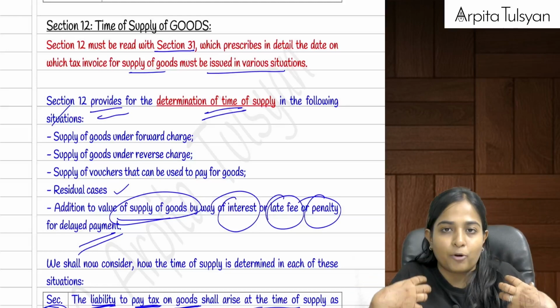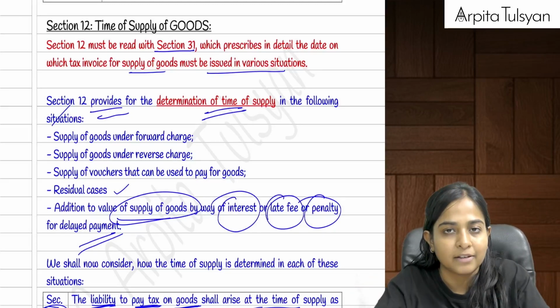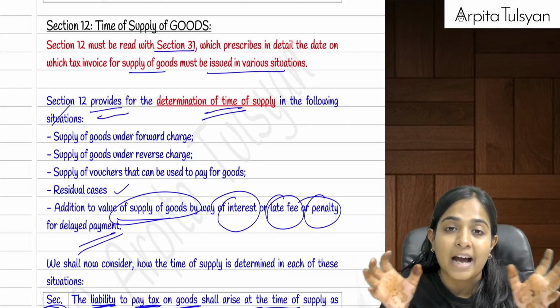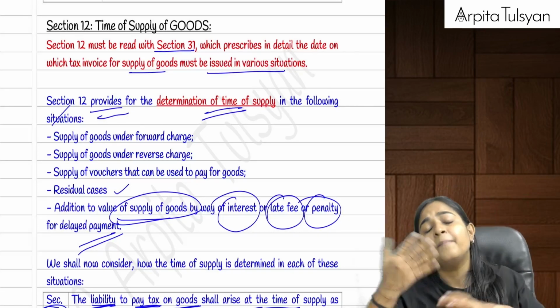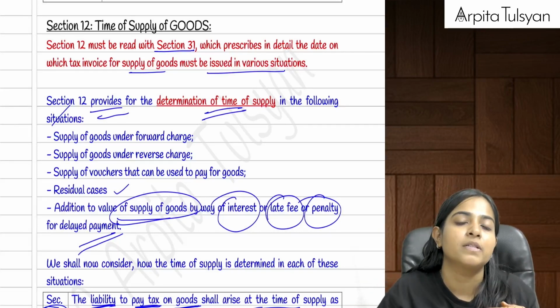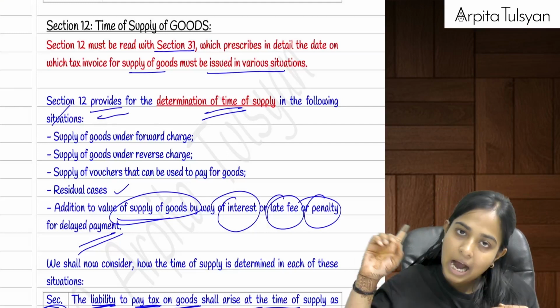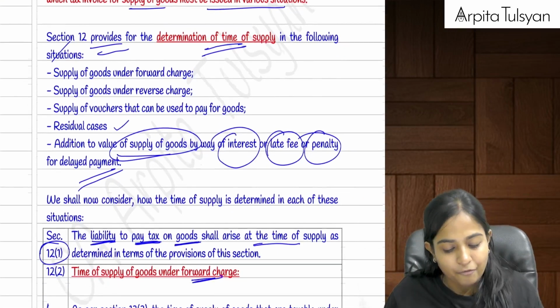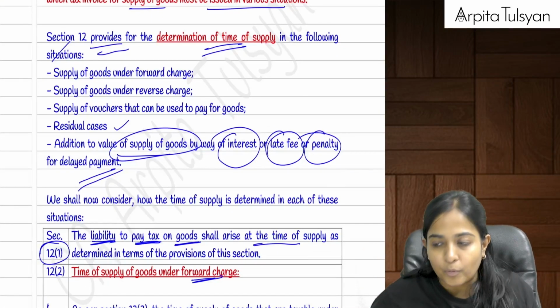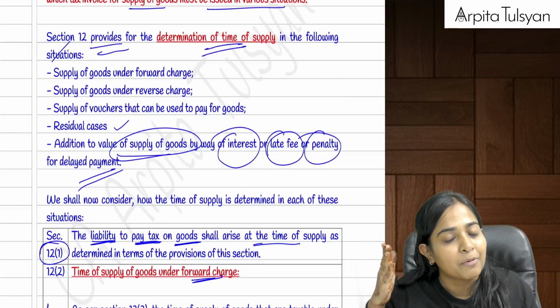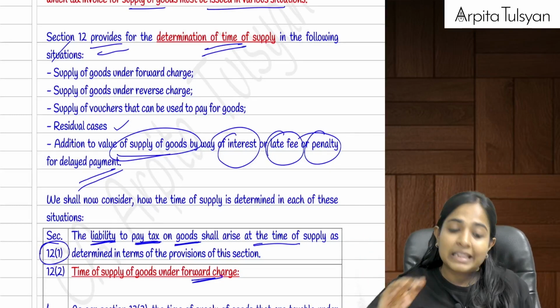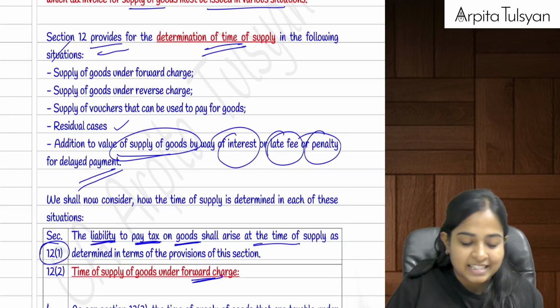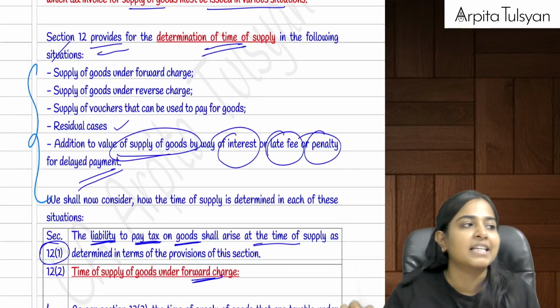We means I am talking about the supplier. Supplier is going to issue the tax invoice. So, what is the time period? What is the last day of issuing the tax invoice, etc.? And more information about invoices, more provisions about invoices are given under section number 31. Now here in section number 12, as you already know, it is going to talk about time of supply of goods. In this we are going to consider 5 cases, as you can see here. Can you see these 5 cases coming up, everyone?